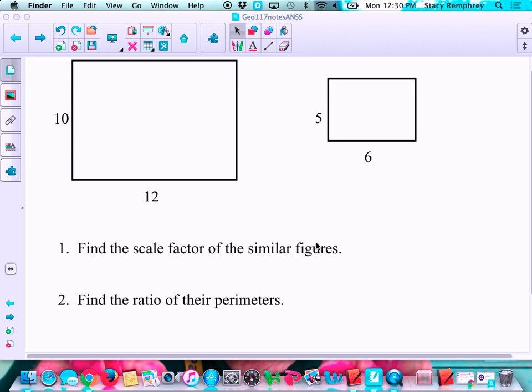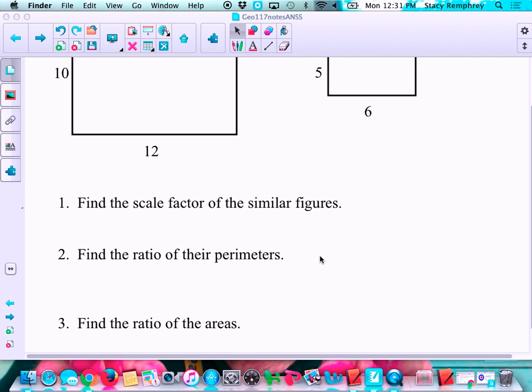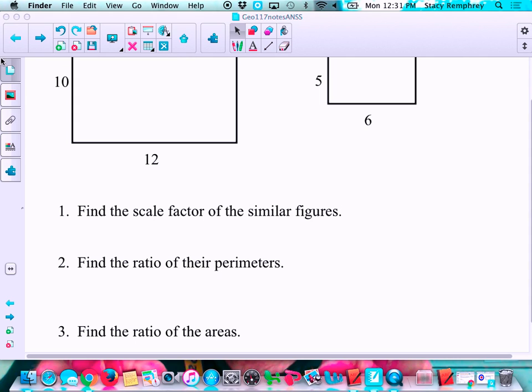So on the first one, we have two rectangles, and I asked you to find the scale factor, the ratio of the perimeters, and the ratio of the areas. So please push pause now, work those out, and make sure to simplify your ratios.